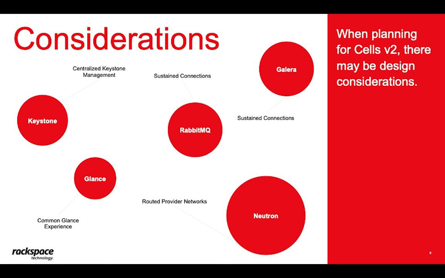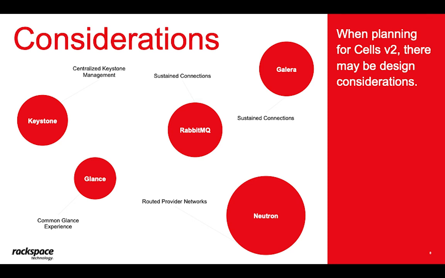The beauty of the Cells v2 design is that because this is still a single ingress, it's a common Glance experience, right? So if I upload an image, that gets uploaded to the Glance repository. No matter where my VM lands, whichever cell, that image is always available. Same thing with Keystone, right? It's one user, any cell.